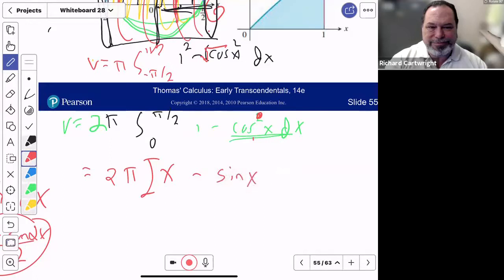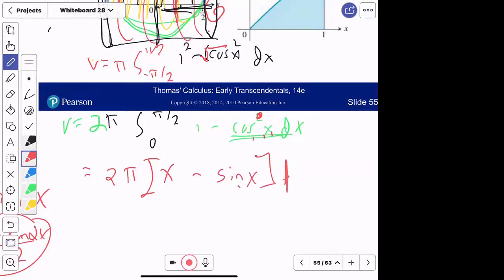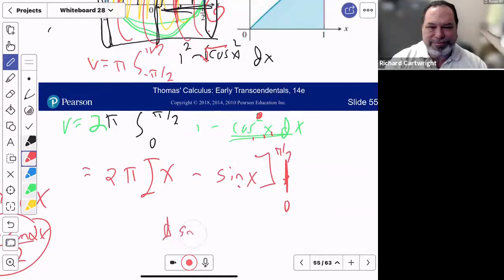The derivative of sine is cosine, so the integral of cosine is sine. Wait, sir, isn't it like cosine is negative sine, or is it the other way around? The derivative of sine is cosine, and that's what I had here. I had a cosine.